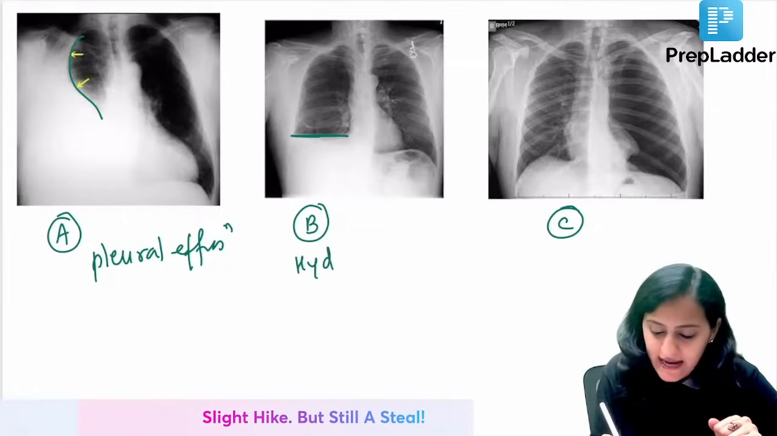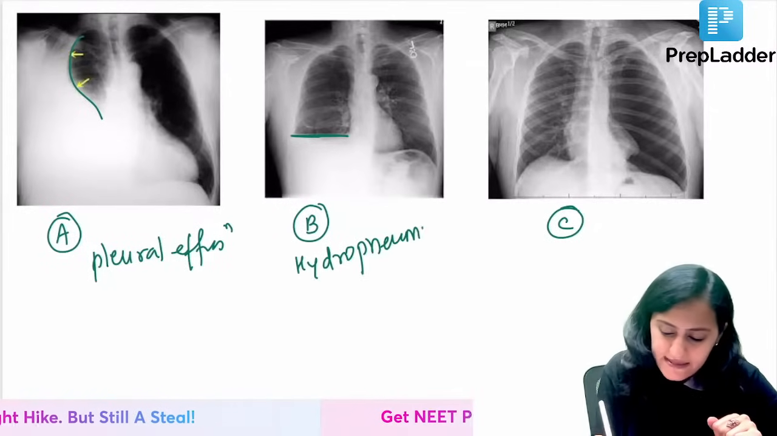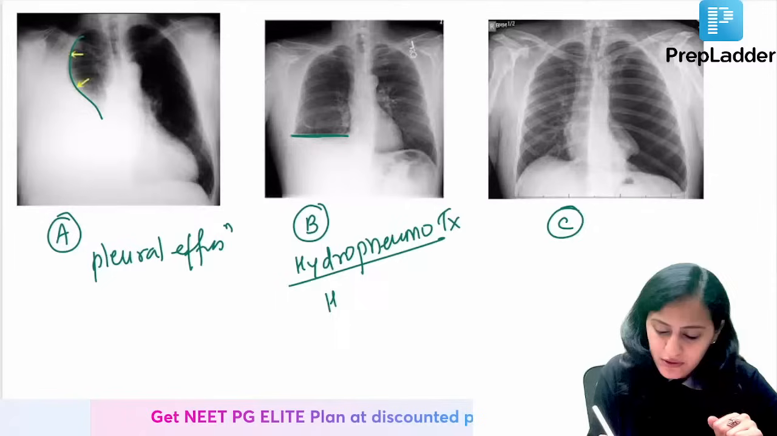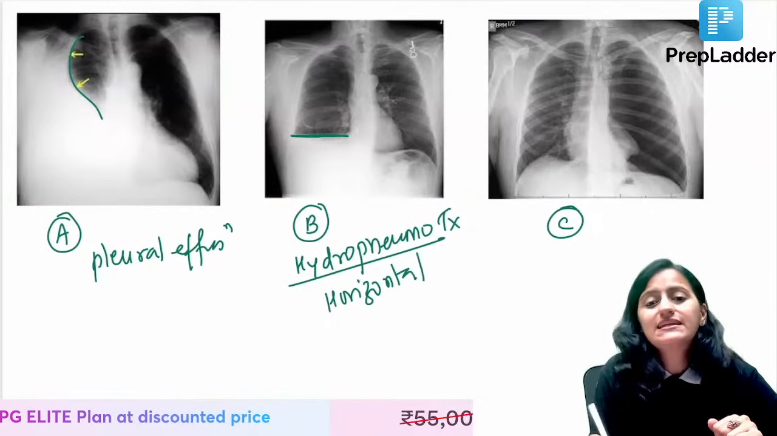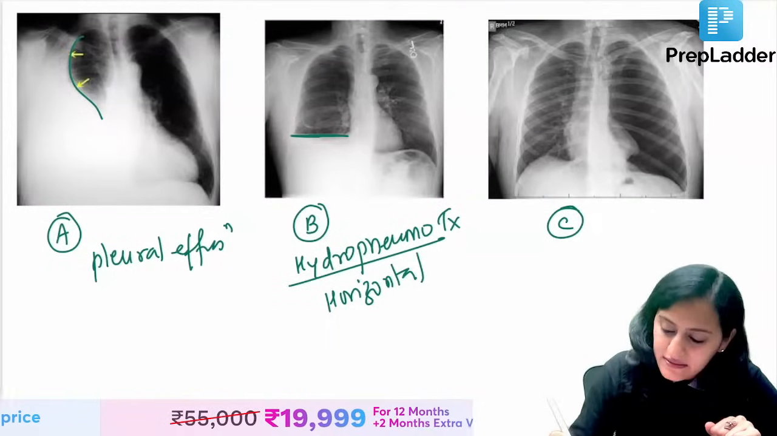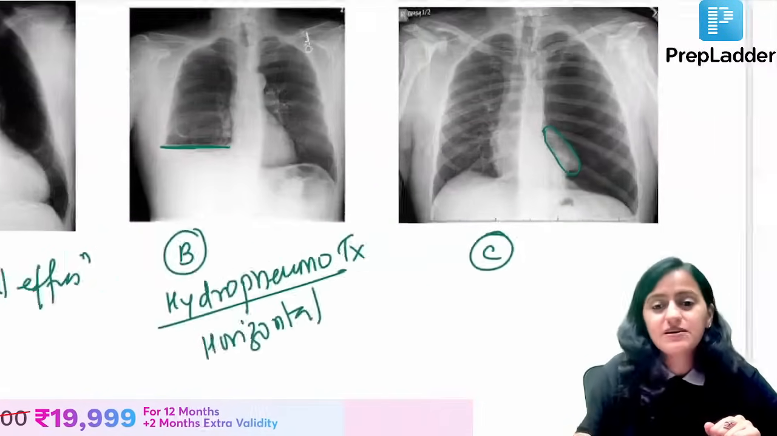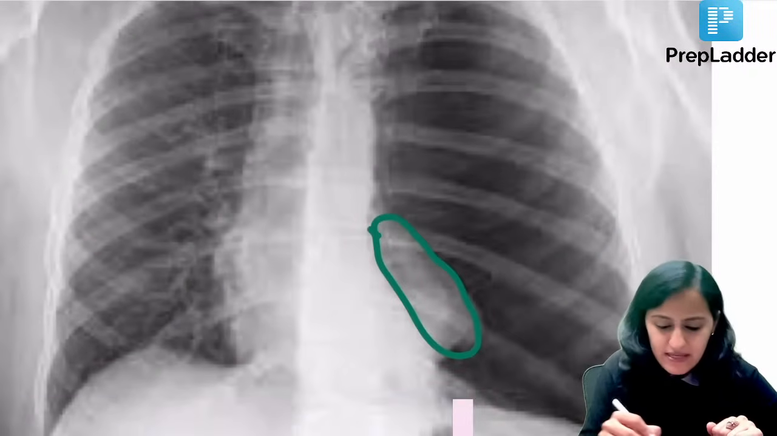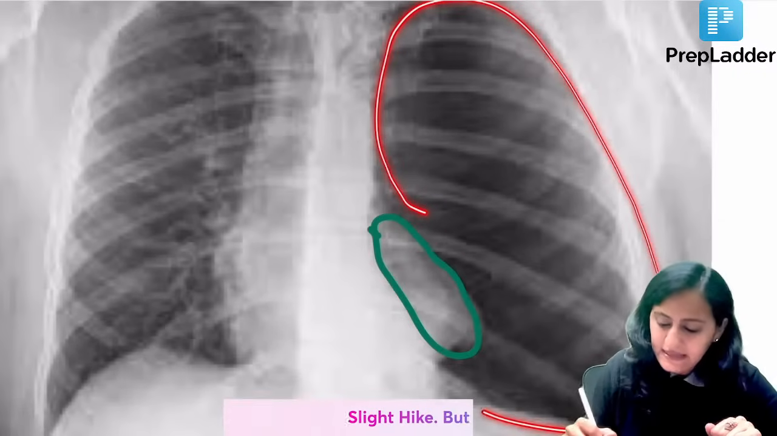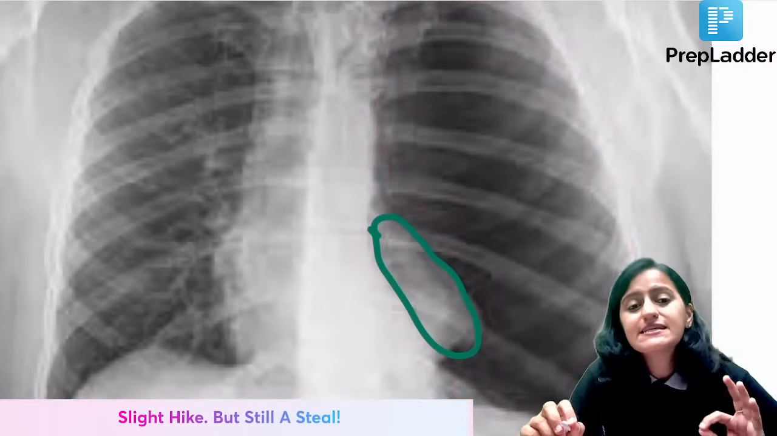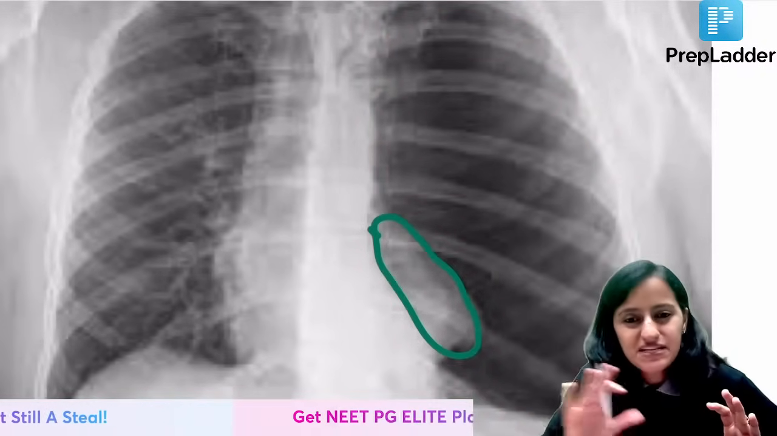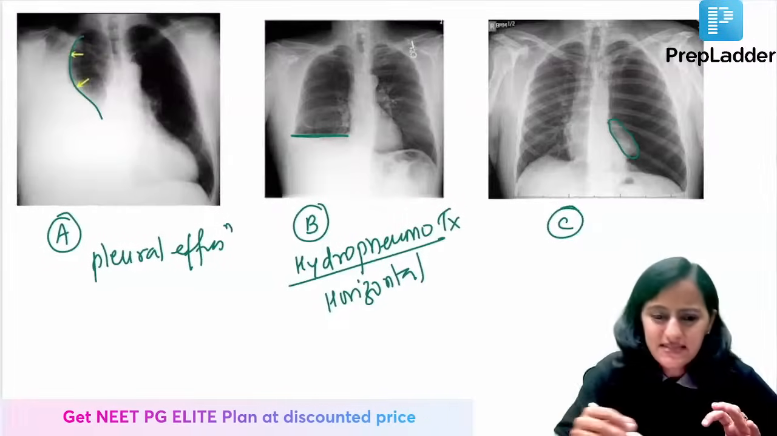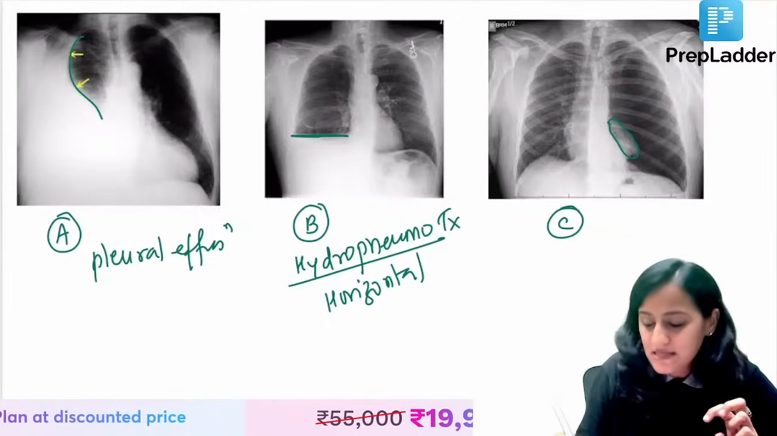So it is hydropneumothorax, showing a horizontal level. And in the third, which you see very carefully here, this is the collapsed lung, right? And surrounding that, the entire black area is pneumothorax. It appears jet black. There are no vascular markings there. You will see the collapsed lung towards the heart.